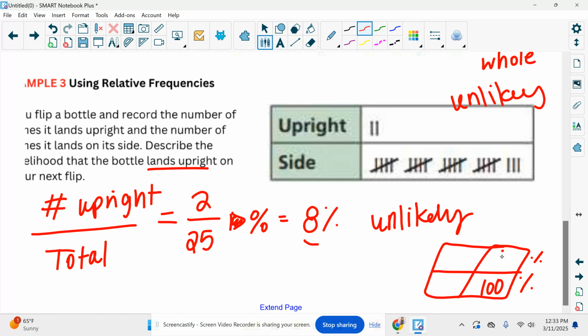We're talking about an 8% probability. We're looking at a part to whole situation. If I were to flip it 75 times based off of the 8% probability, how many times should it land upright? So we would cross multiply and divide. You would get what? It should land 6 times upright. 6 times.